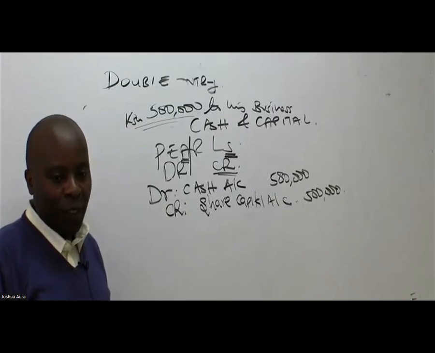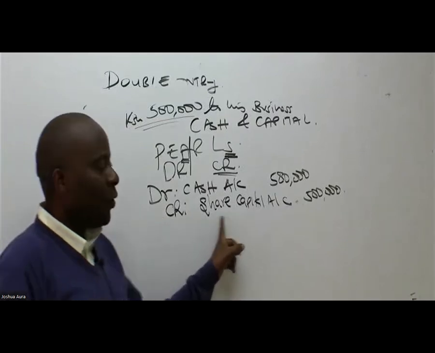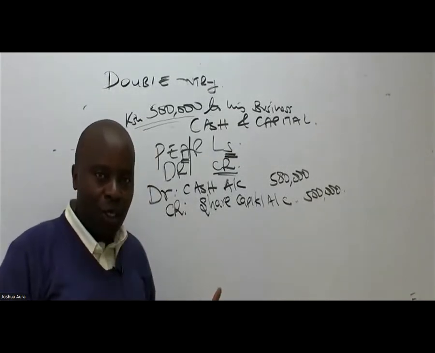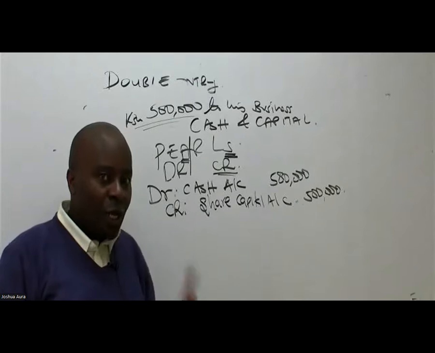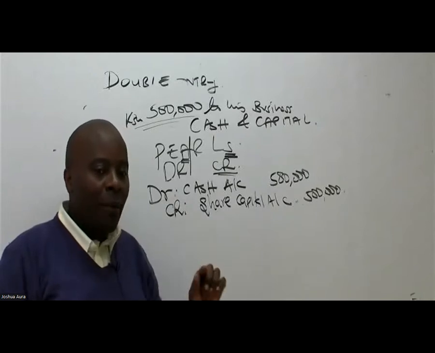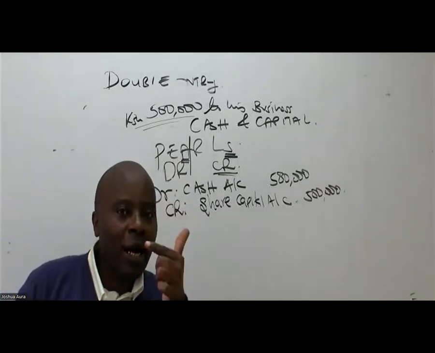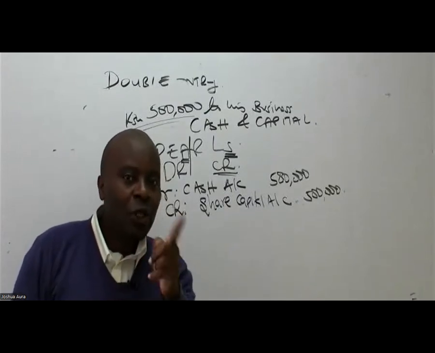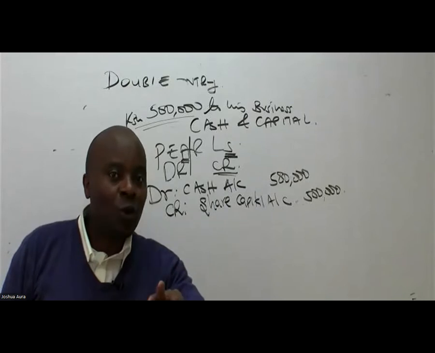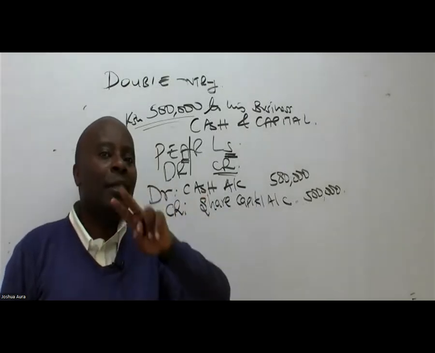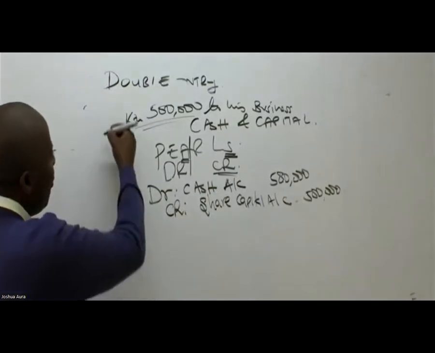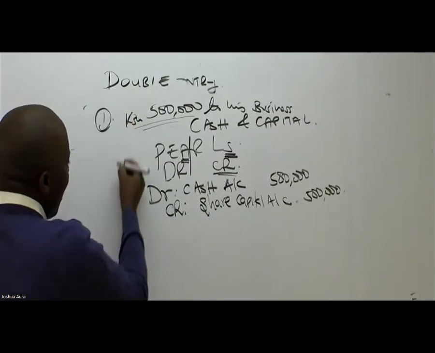500,000, 500,000. Of course, for every journal, you must always have a narration down here. But today we are not looking at narration. Today, I would only want you to check out how I'm coming up with this twin account. Double means two, twin. Every business transaction must be passed through two entries, through two accounts. Now, ladies and gentlemen, this is transaction number one.